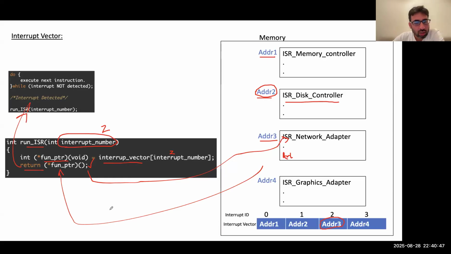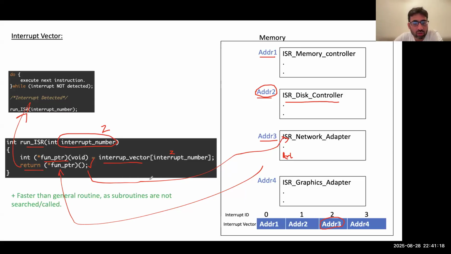Okay. So now this interrupt vector based approach is more efficient. Why is it more efficient? Because now you don't need to go through a long list of if else or a long switch statement, right? Even if you have 100 or 1,000 different unique interrupt IDs, you can directly jump to the correct address based on indexing of the interrupt vector, right?